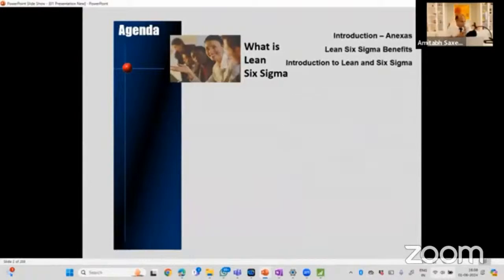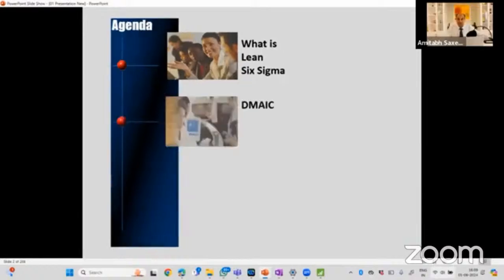As you were doing the polls, we saw that people from different backgrounds are coming in, so I have changed the agenda a little bit. I will introduce you to what is Six Sigma. Before that, of course, I'll introduce you to the organization and myself. Then we'll look at Lean and Six Sigma benefits, then introduce Lean and Six Sigma. And after that, we'll take you through DMAIC.